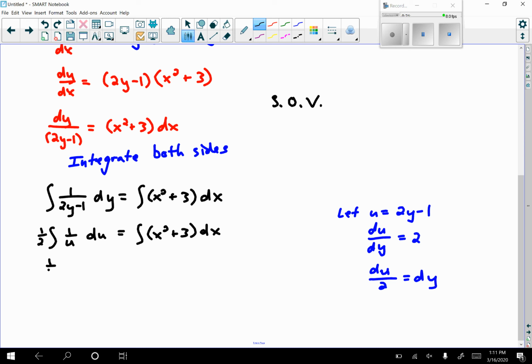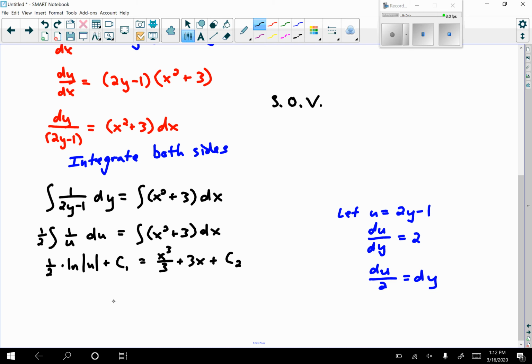So now this will become 1/2, and then looking at 1 over u, we'll have the natural log of the absolute value of u. I'm going to put the constant here because these are both indefinite, but I'm going to label it c sub 1. On the other side, we will get x cubed over 3 plus 3x plus a different constant. We'll call it c2.